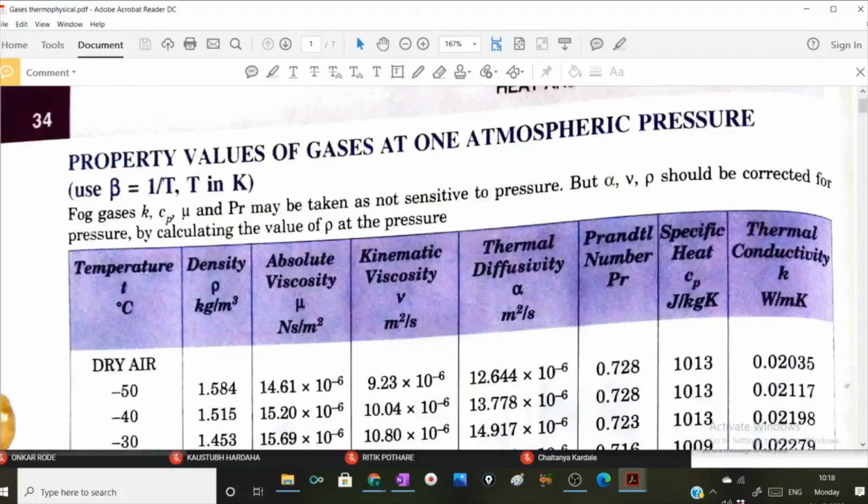Okay. So please, every time you check what is the pressure given in the problem. If the pressure is other than atmospheric pressure, for example 2 atmosphere or 5 atmosphere or 10 bar or 6 bar, in that case you need to calculate density at that pressure from the ideal gas equation P is equal to rho RT. So when pressure changes, all other thermophysical properties remain the same except density. The density is to be calculated at the given pressure.